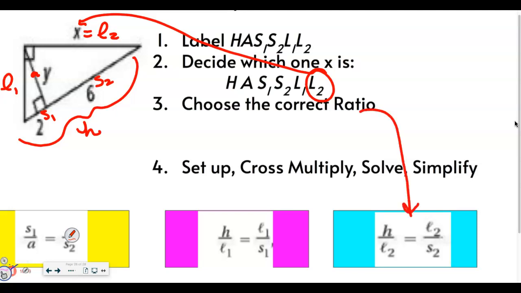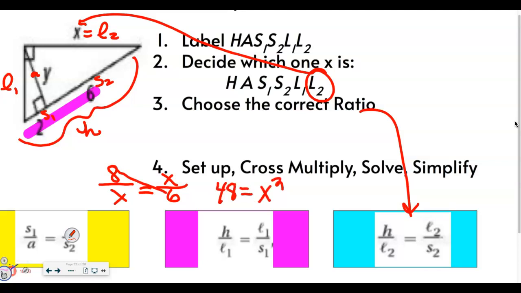I'm going to set it up, cross multiply, and solve. I'm going to follow it like a map. So here's what I'm going to do. I'm going to say H, which is this hypotenuse, which is 8, over L2, which is the one I don't know, is equal to L2, also the one I don't know, over S2. What am I going to use for S2? 6. Do you see how if you know the parts? Now you're going to cross multiply. You're going to say 8 times 6, which is 48, equals x times x.